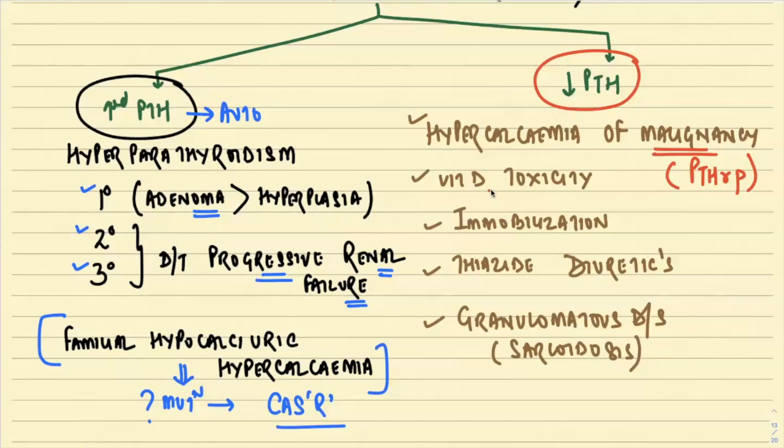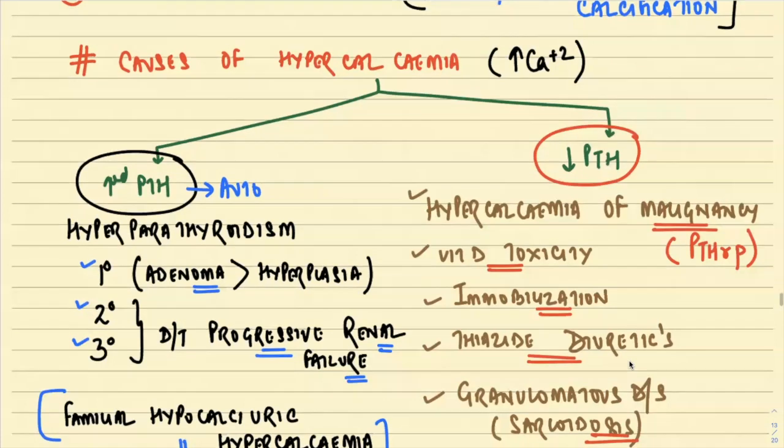If you see there is vitamin D toxicity, or if the patient is immobile, for example, if there is any history of fracture or anything because of which the patient is bedridden, in that condition also this might happen. Any history of drug use like thiazide diuretics, or any granulomatous disease like sarcoidosis. So rule out these conditions and 90% of the MCQs will be solved from just this particular chart.